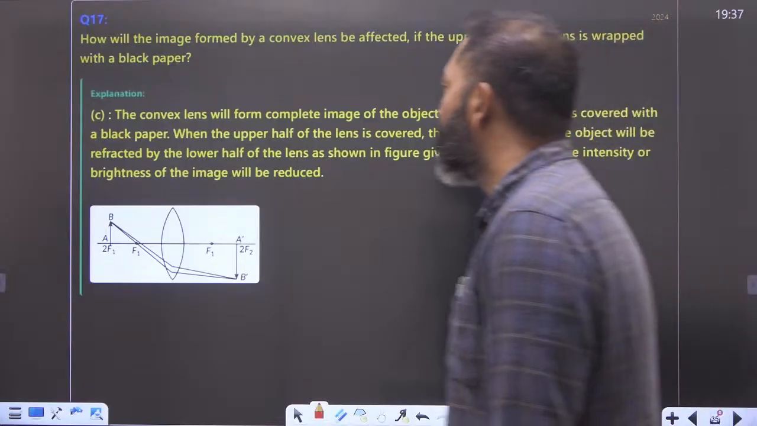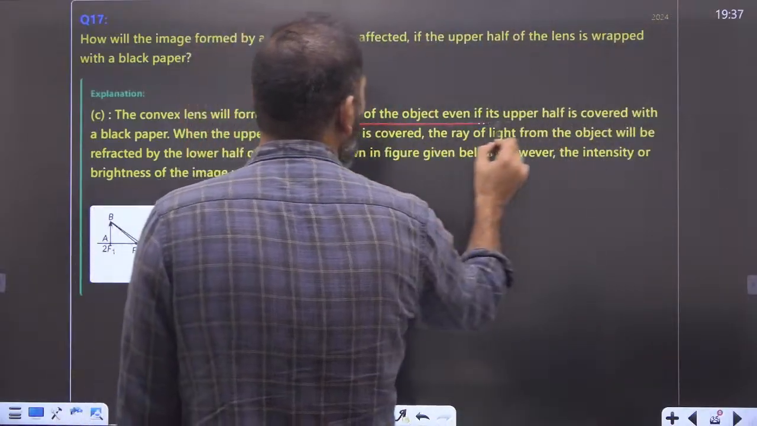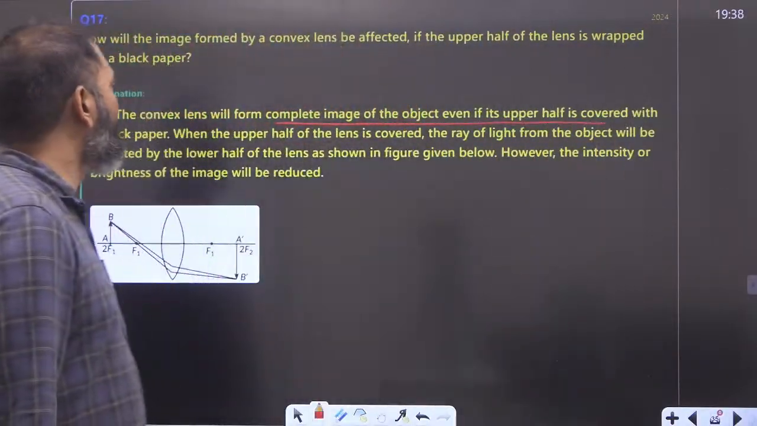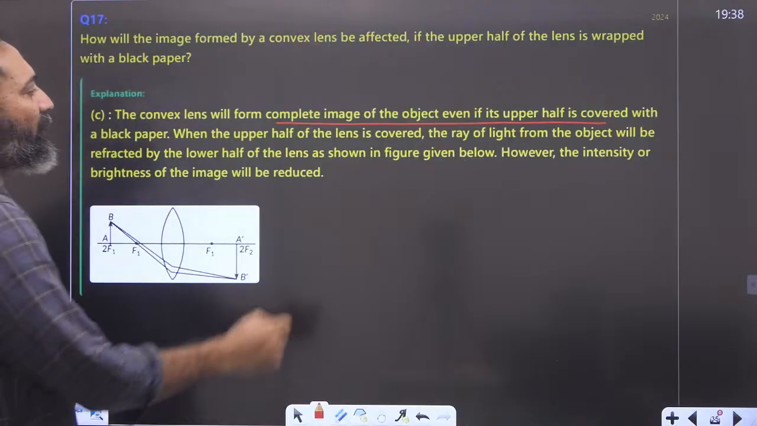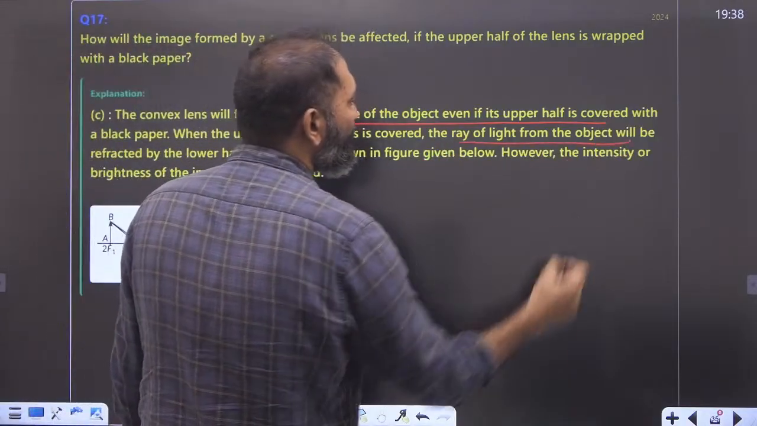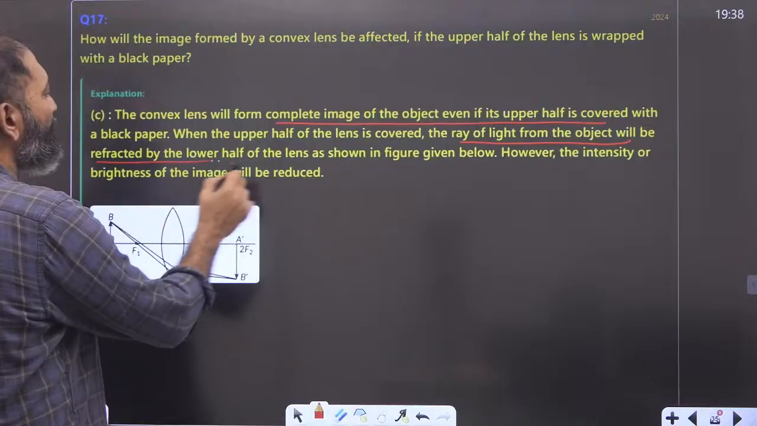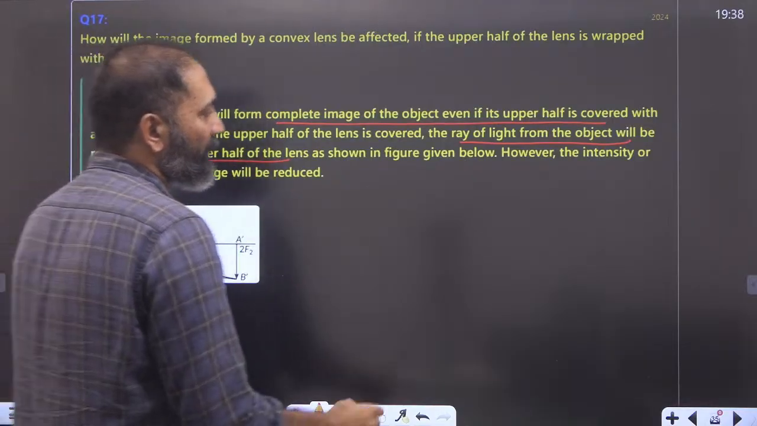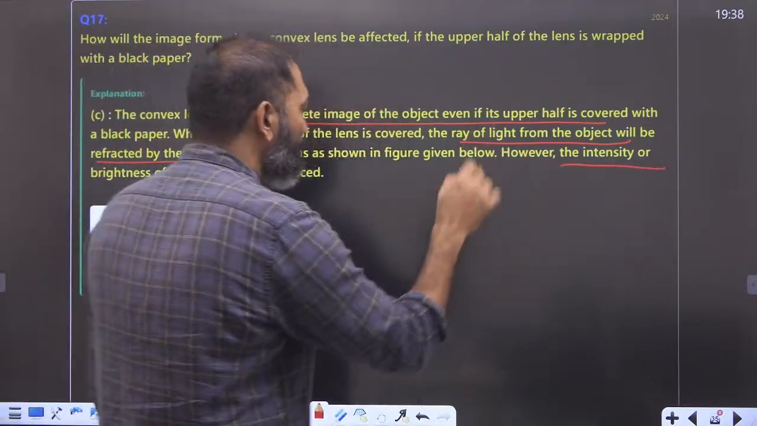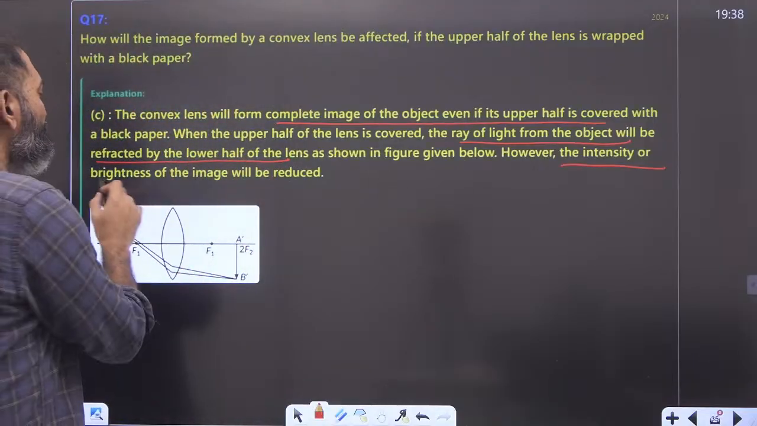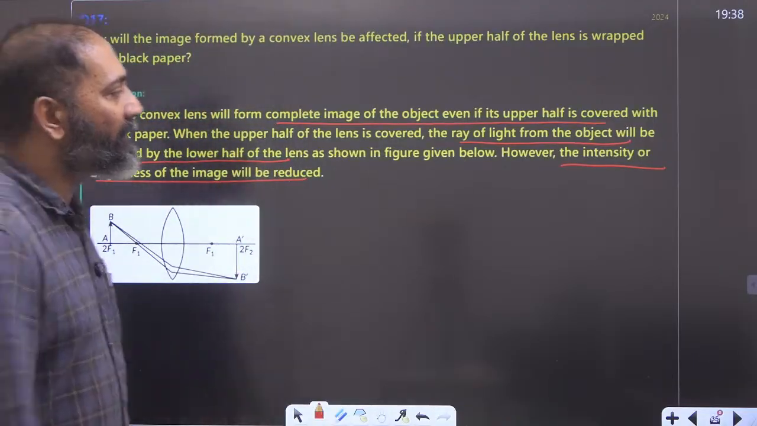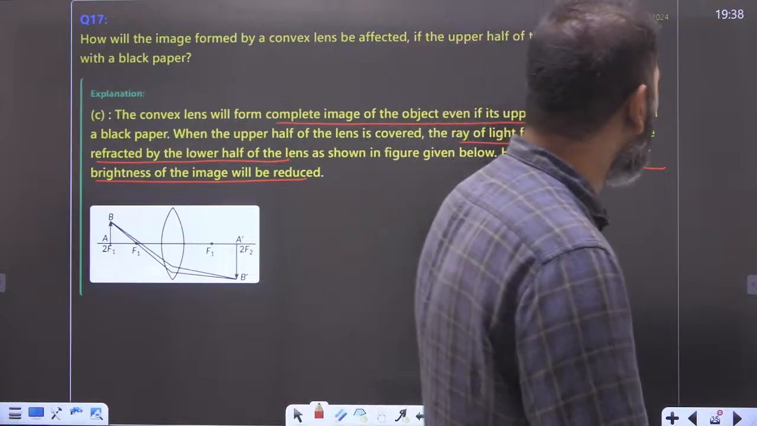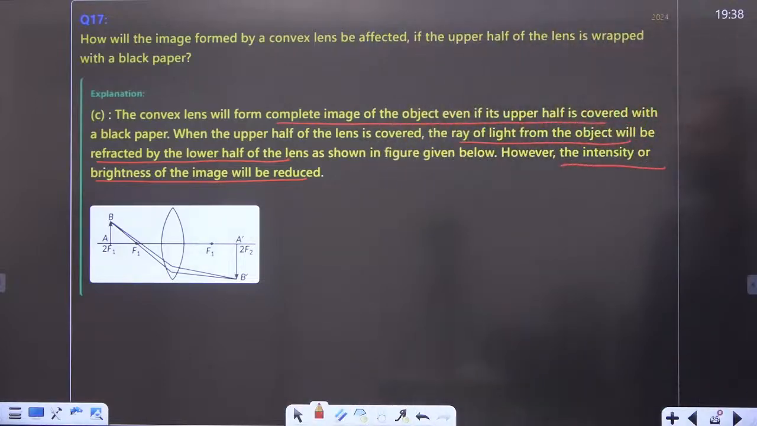Option C. Convex lens will form complete image of the object when its upper half is covered with a black paper. When the upper half of the lens is covered, the rays of light from the object will be refracted by the lower half of the lens as shown in the figure given below. However, when you cover, intensity or brightness will reduce. But the image will come in correct full size. Only thing is that brightness will reduce.